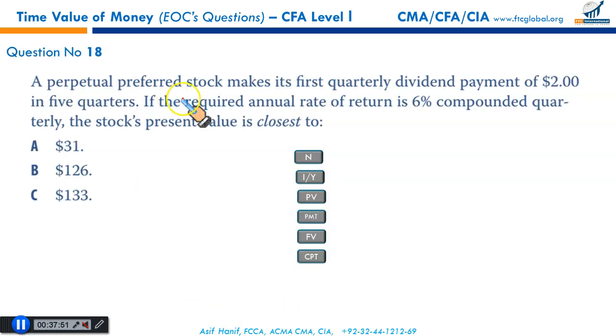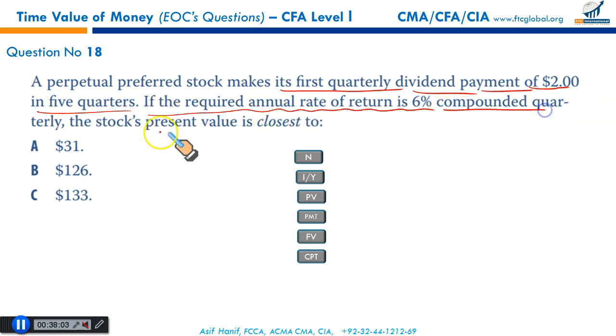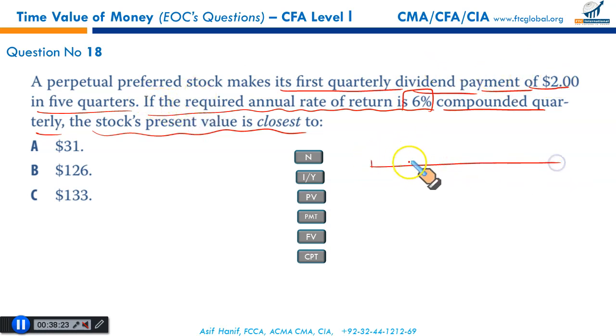Next, a perpetual preferred stock makes its first quarterly dividend payment of $2 in 5 quarters. If the required annual rate of return is 6% compounded quarterly, the stock's present value is closest to. Now the interesting thing is that this interest rate has been given for the whole year. We need to convert it into quarters, but the first payment will be received in 5 quarters, right? Let's say this represents the quarterly timeline: quarter 1, 2, quarter 3, quarter 4 and quarter 5 of the next year.